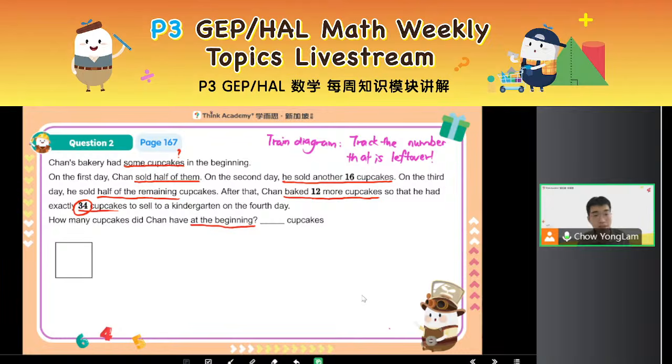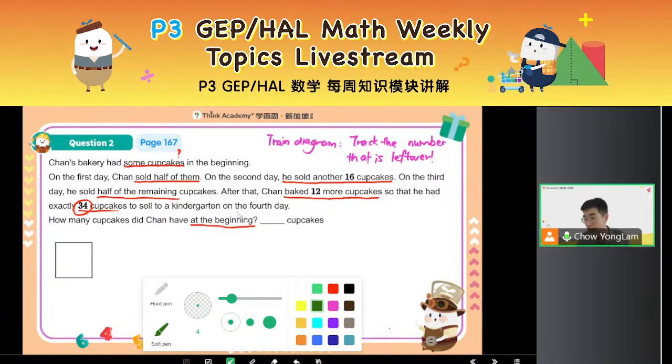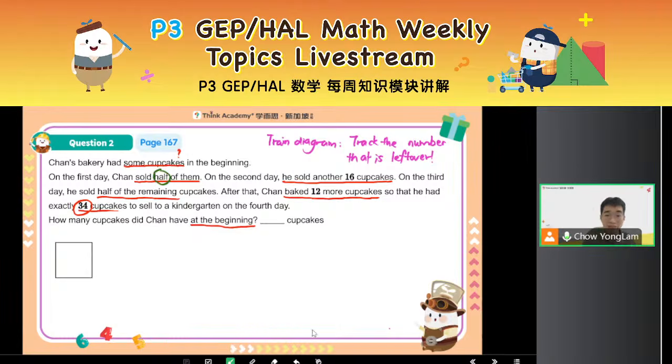Now let's follow the story. There were some cupcakes in the beginning, and the first keyword is a very important keyword. It is half. Chan sold half of them. If I say sold half, do you know how to find the remaining number? It's divide by 2. Half means divide by 2. Why is that the case? That is because, let's say this is the whole, and I sell half of them. Bye-bye. I sell half already.